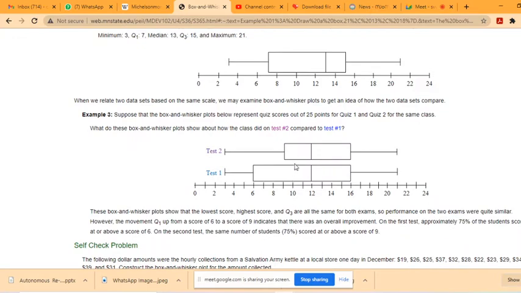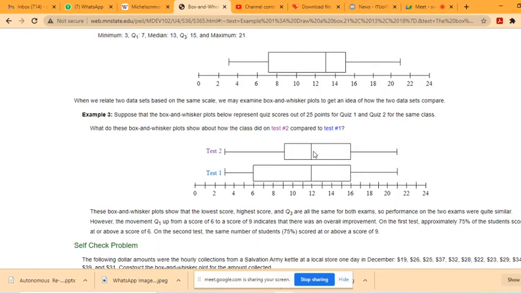And moreover, you can compare. These are box plots corresponding to two data sets, the test 1 and test 2 data sets, and you can compare. In this case, the medians are the same. At the same time, the dispersion is different. The data is not symmetrically distributed.